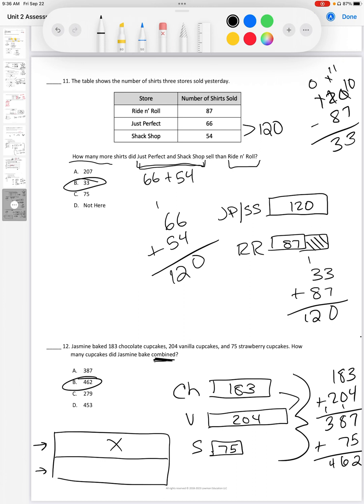The bottom component, those are the parts that make up the total. In this case, it would be the 183 cupcakes, 204 cupcakes, and 75. On a strip diagram, if we have all the bottom parts, but we're missing our total, what we have to do to solve that is add the parts together.